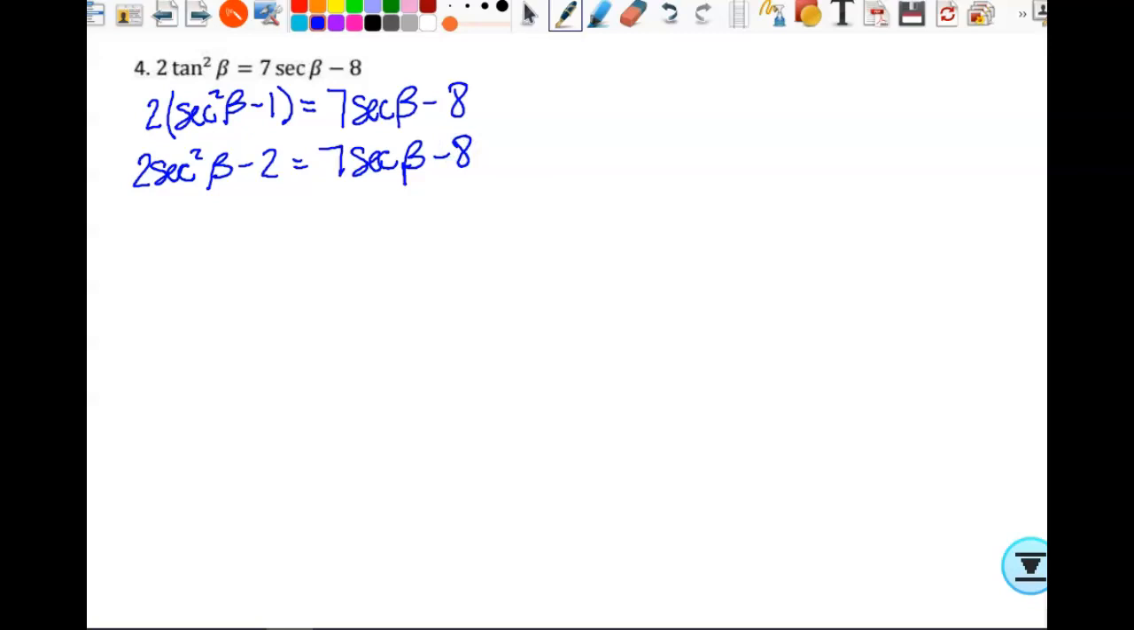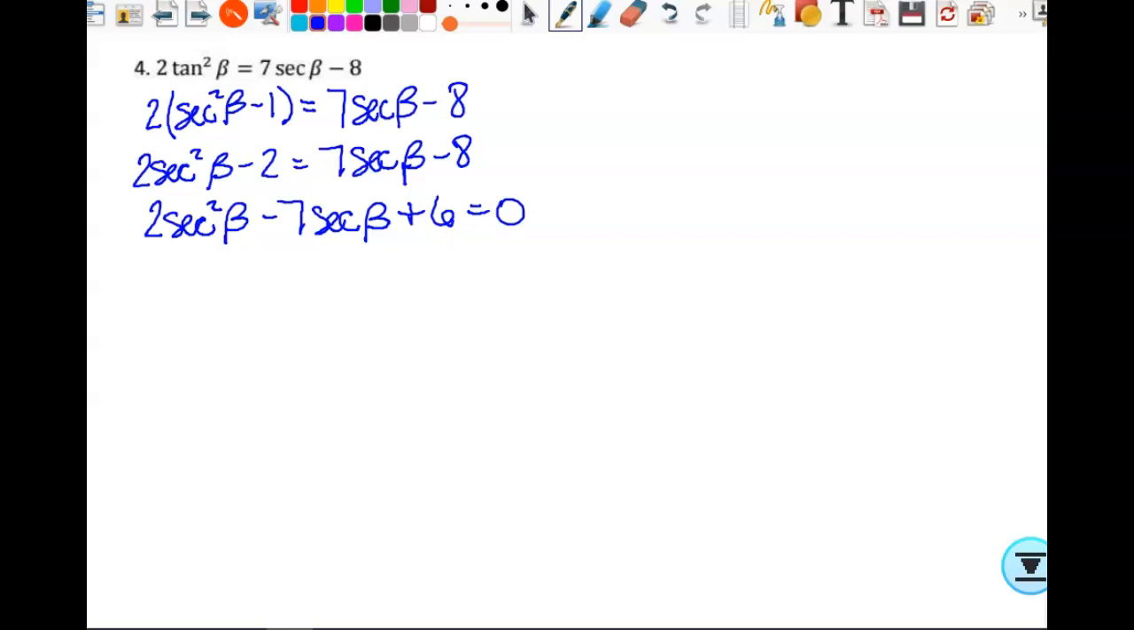Okay. So then I have a quadratic, which means I want to set it equal to 0. If we're super lucky, the squareds cancel out. If we're at least kind of lucky, the coefficient of our squared term is 1. We're not going to be lucky in either of those aspects here, but that's okay. So we get 2 secant squared beta minus 7 secant beta plus 6 equals 0. My squareds didn't cancel out, A is not 1, and I don't have a GCF. I'm still going to have to factor, but I'm going to factor by grouping, right?